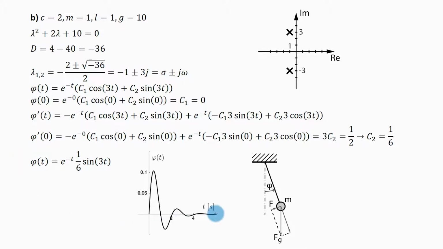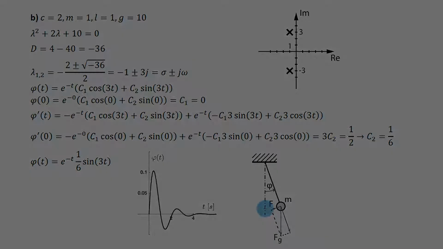Here I have it plotted. So you can see that my pendulum will swing on one side, then a little bit on the other side, and then with this swinging motion it will asymptotically approach 0. So I will have stable underdamped response.